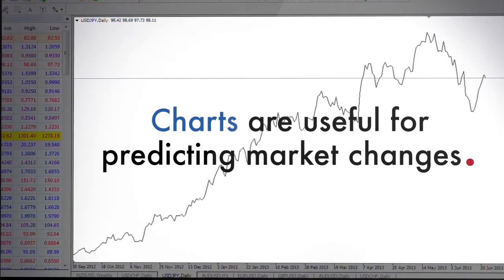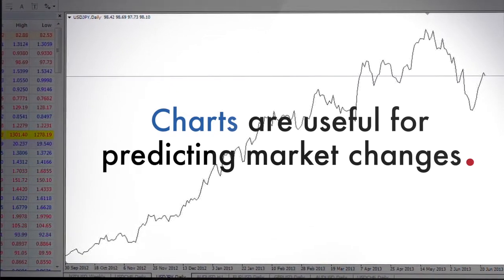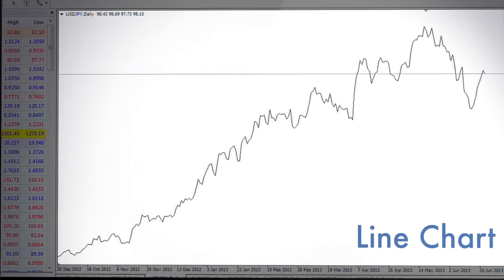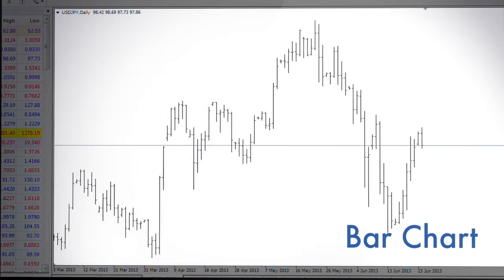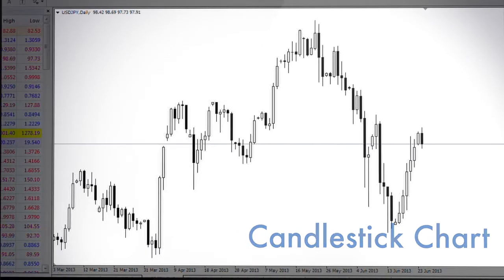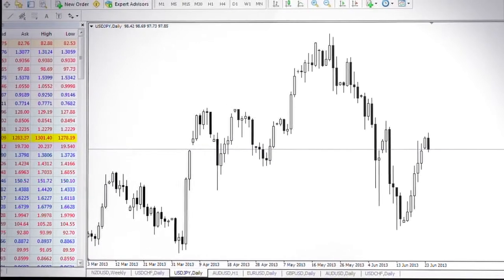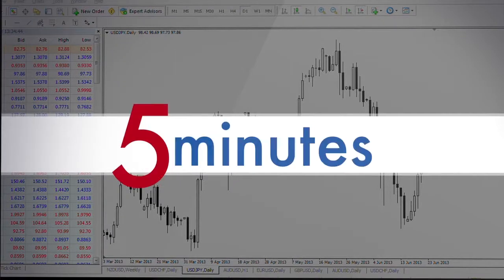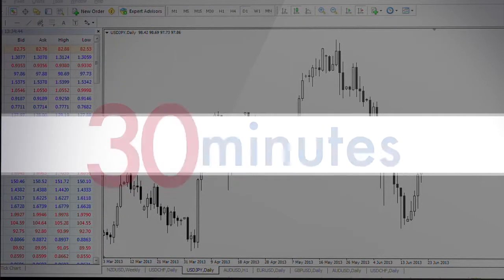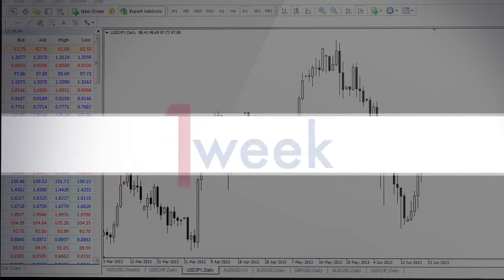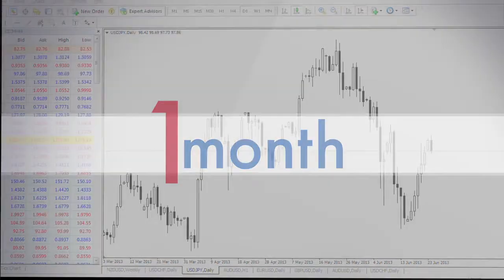Based on representation, the three most common types of charts used by technical traders are the line chart, the bar chart, and the candlestick chart. The charts can also be differentiated based on periodicity that range from intraday, i.e. 1 minute, 5 minutes, 15 minutes, 30 minutes, hourly, or 4 hourly, to weekly or monthly charts.